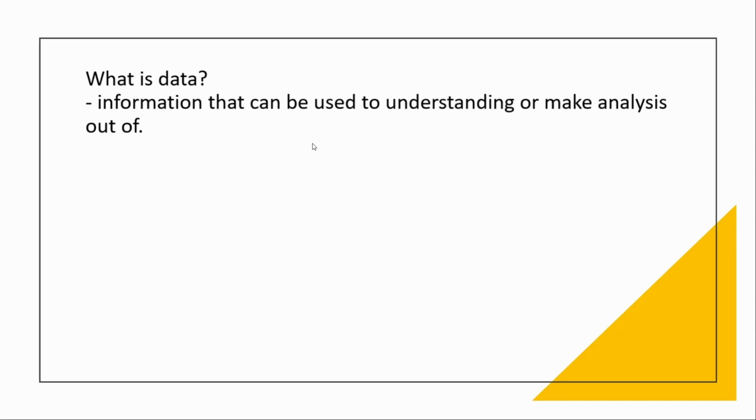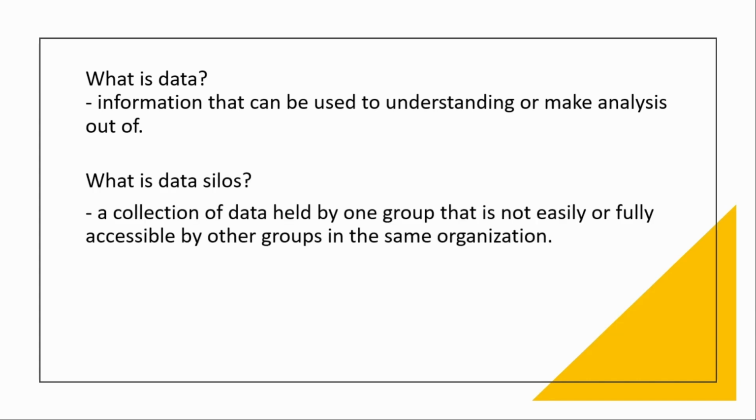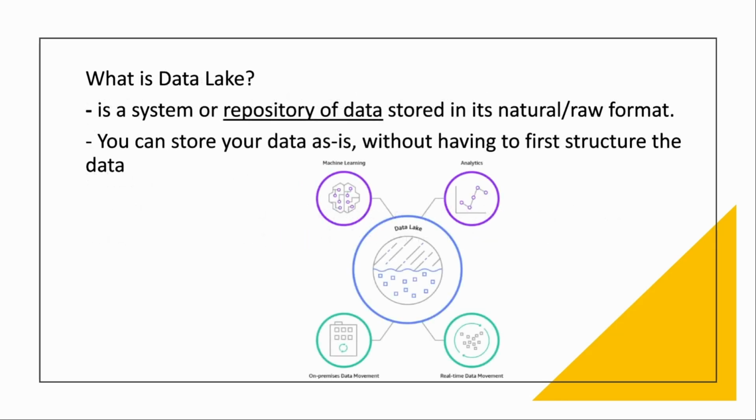So what is data? Everybody knows, it is information that can be used to understand or make analysis out of something, right? Now, another term is data silos. Silos is like a collection of data held by one group that is not easily or fully accessible by other groups. Suppose the finance team in your company will not share the finance data with you. So it is data held by one group which is not accessible to other groups in the same organization.